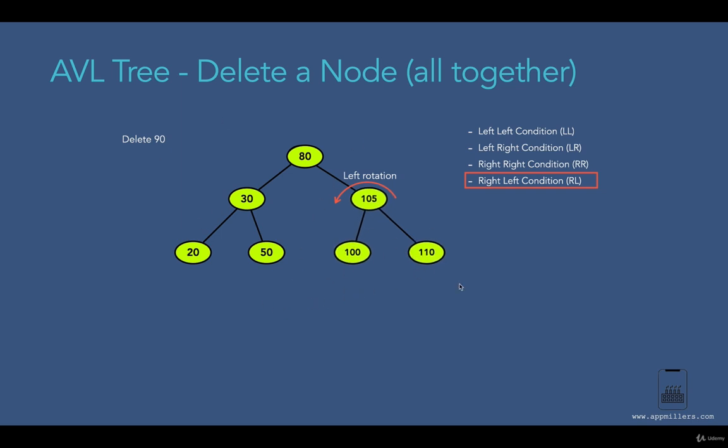Now with this, we have come to the end of this lecture. So in this lecture, we have combined all 4 cases together to see the big picture of deletion of a node from AVL tree. So hopefully everything is clear about deletion of a node from AVL tree. Now based on this logic, in the next lecture, we are going to implement deletion of a node from AVL tree in practice. So see you in the next lecture.